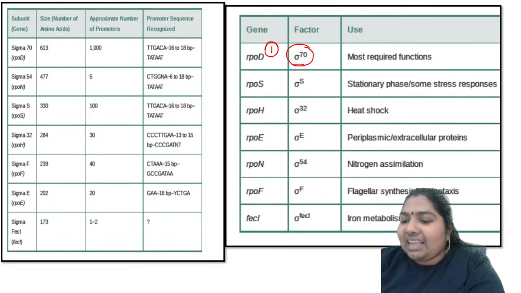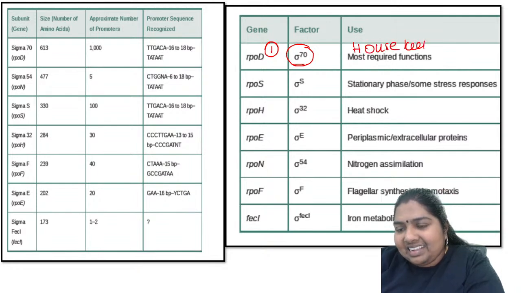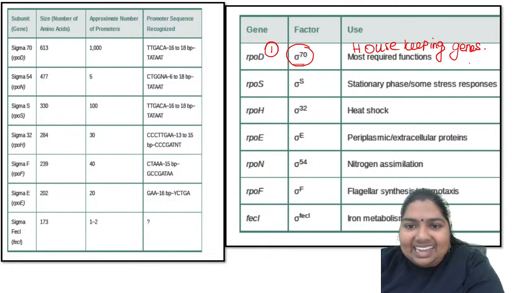Sigma 70 is only going to make the housekeeping genes. Yes, sigma 70 is for the housekeeping genes. The next one, sigma S, is for the stationary phase and some stress response.